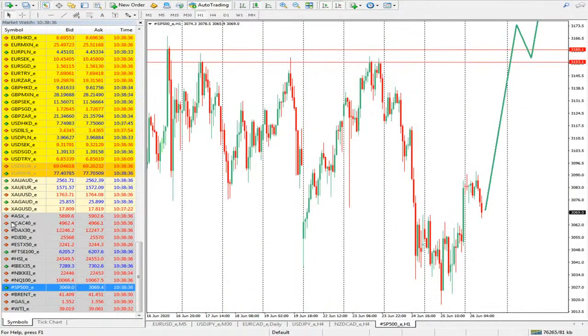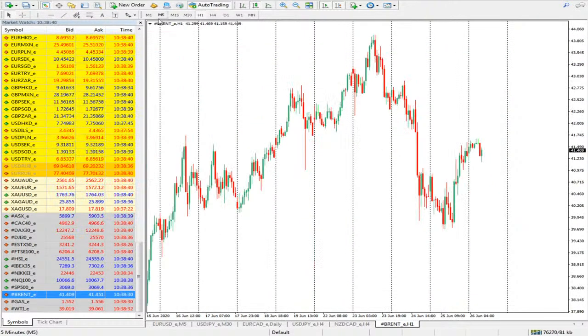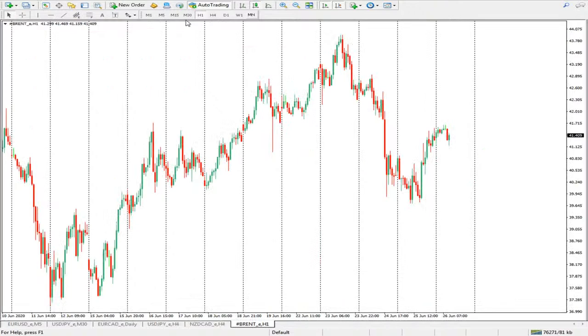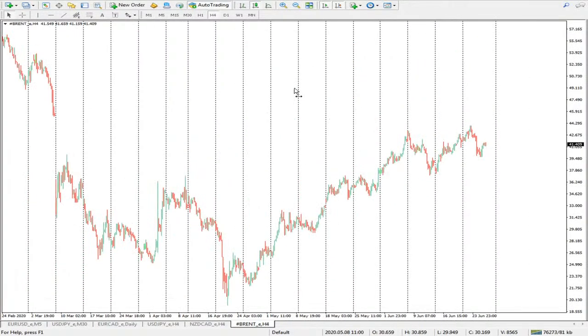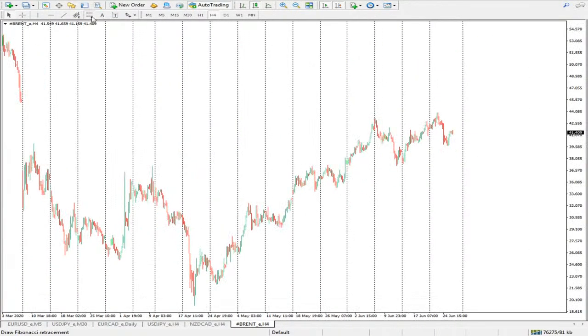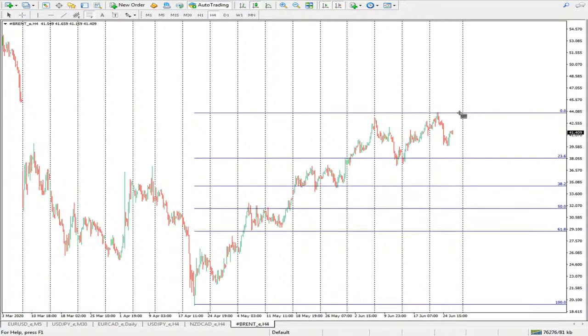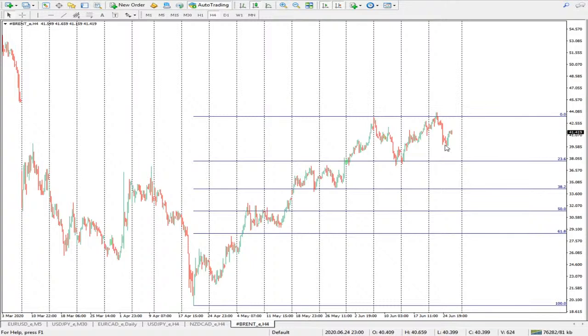So we'll move forward to our next chart, which is Brent oil. On this chart, I'm going to use fib levels. I'll take this as the swing low here, and then this as the swing high, which means we still expect price to correct itself to the lower side. We want a retracement up to the 38.2% fib level or 50.0.